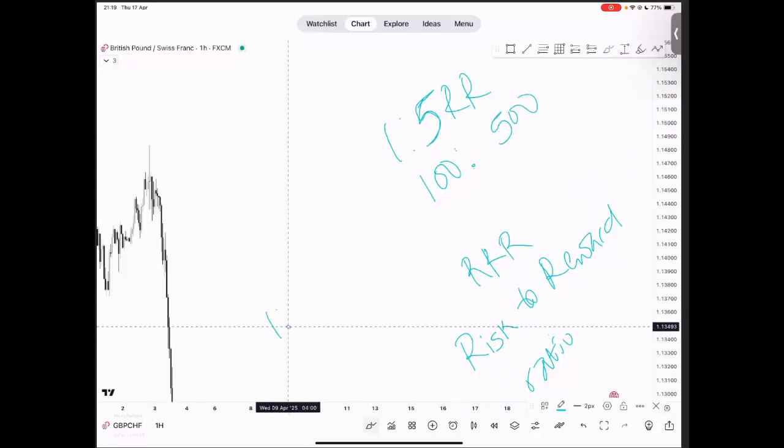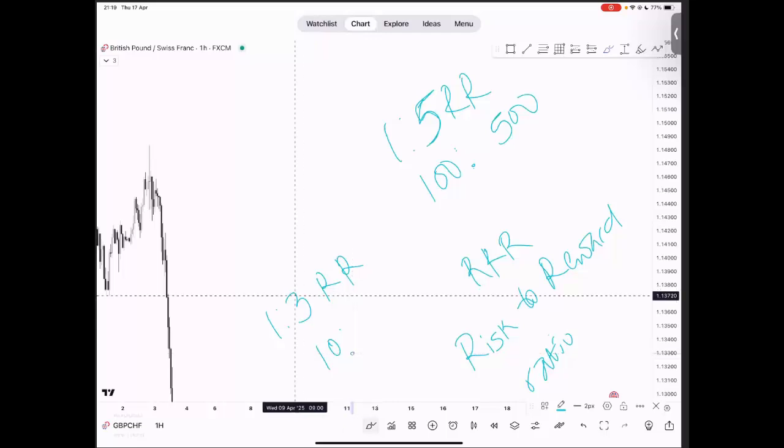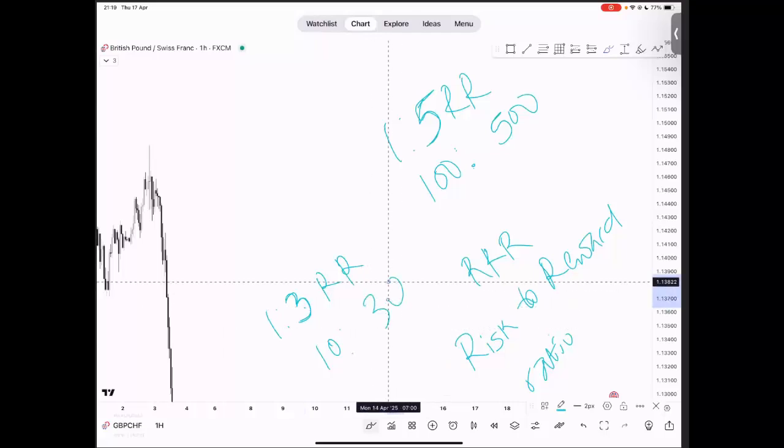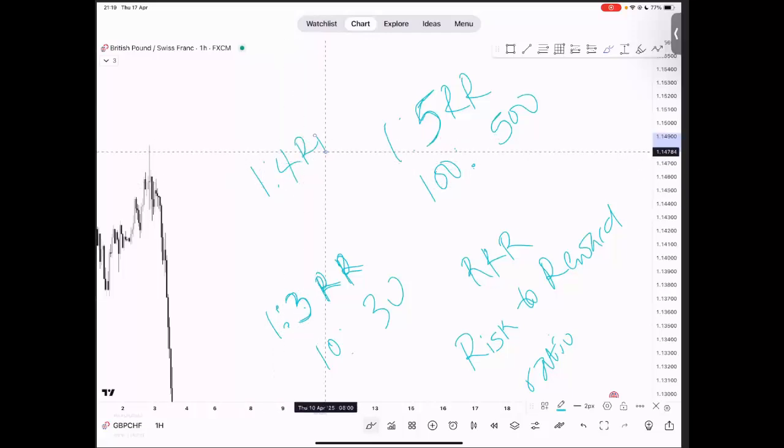If it's a 1:3 RR setup and you're risking $10, it means that at take profit you're getting 3 times your risk, which is $30. So the first R is risk, the second R is reward. It's the ratio of your risk to your reward. So if you have 1:4 RR, it means that if you're risking $1, at take profit you're making 4 times that $1, which is $4.